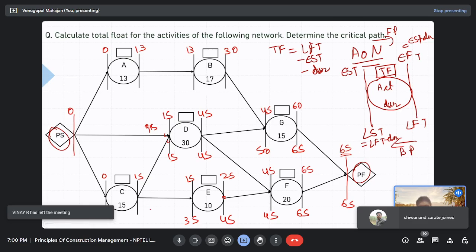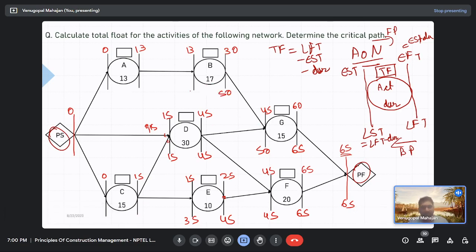Yeah, so coming to activity B, 50. So this is 50. 50 minus 17, how much? 33, right? So 33 minus 13 is 20. Similarly, two arrows, either it could be 15 or it could be 35, so it becomes 15. This is 0, right? So now let's calculate the total float.